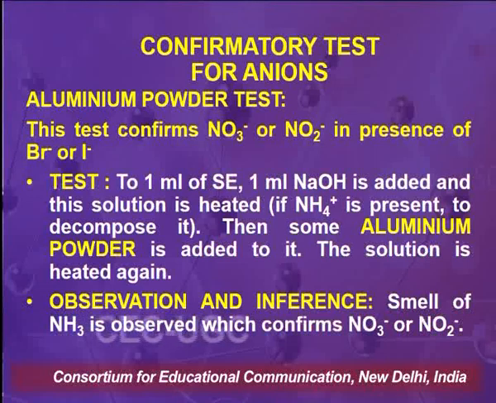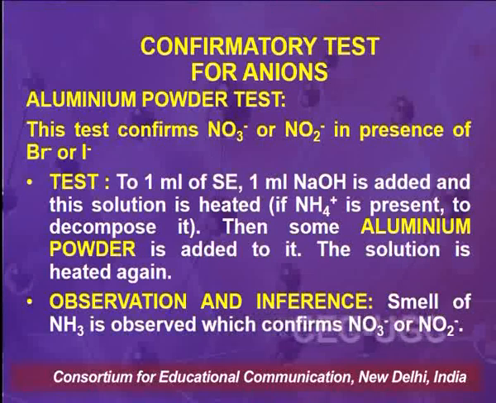Next, coming to the aluminium powder test, which confirms nitrate or nitrite in the presence of bromide or iodide. Now, the question arises, why do we need to confirm nitrate and nitrite in presence of bromide and iodide? Because all these ions give colored fumes in presence of dilute or concentrated sulfuric acid, and these colored fumes can interfere with each other.